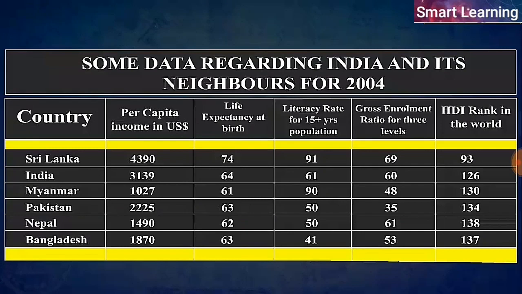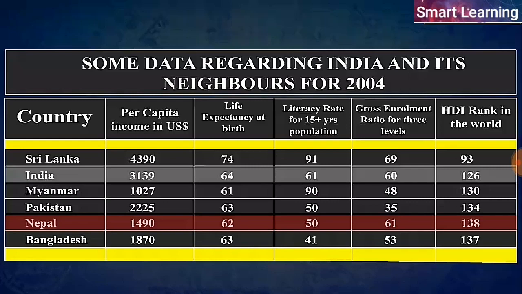Let us look at this table. Isn't it surprising that a small country in our neighborhood, Sri Lanka, is much ahead of India in every respect? And that a big country like ours has such a low rank in the world? The table also shows that though Nepal has half the per capita income of India, yet it is not far behind India in life expectancy and literacy levels.